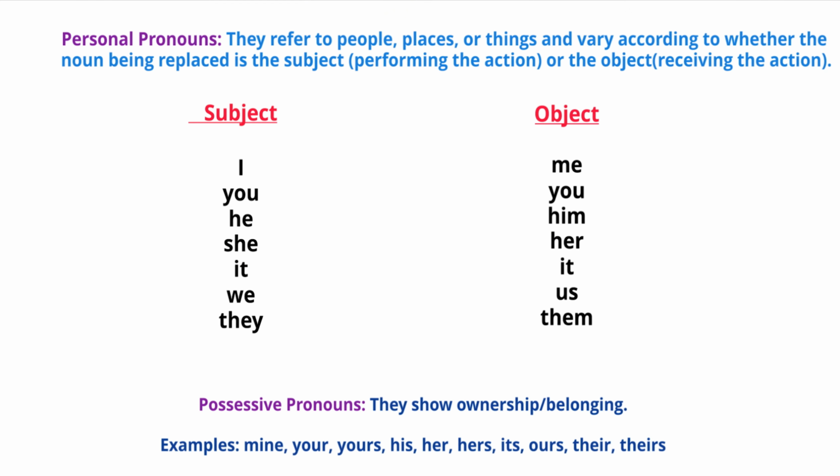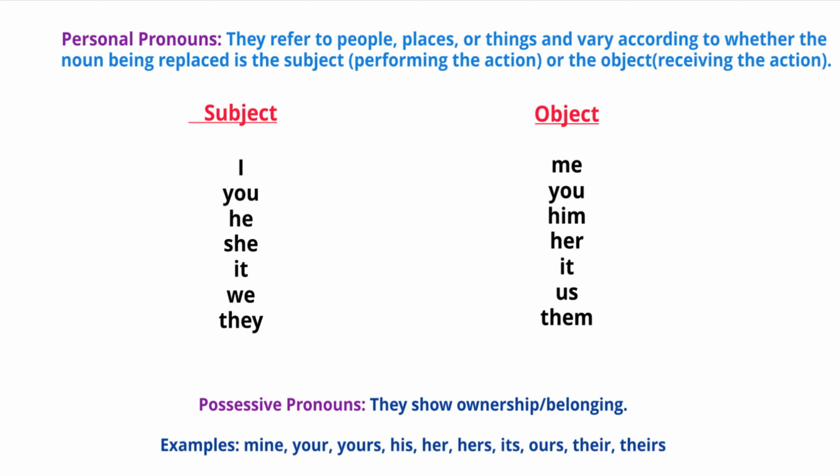Let's see what are personal pronouns. They refer to people, places, or things and vary according to whether the noun being replaced is the subject performing the action or the object receiving the action. So, subject means the one who's performing the action, whereas the object is one who's receiving the action.